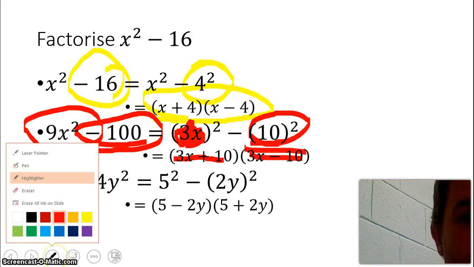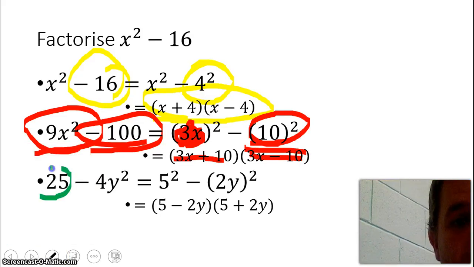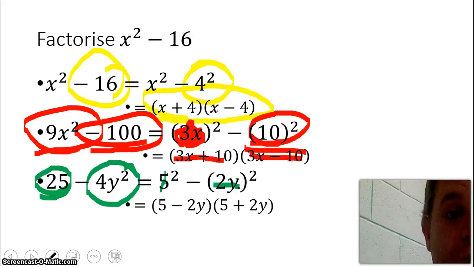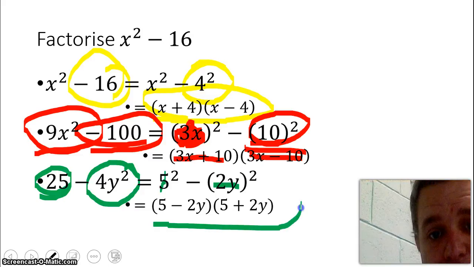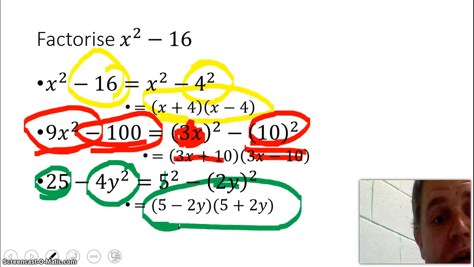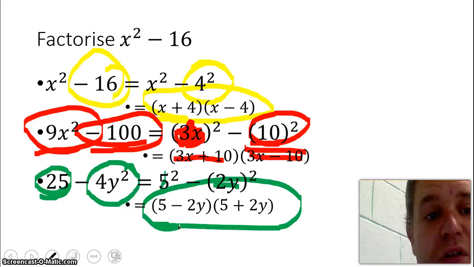In our final example, we've got numbers first. We've got 25, which is 5 squared, and we've got minus 4y squared, which is 2y squared. 2 2s are 4, that's how we get our 4. So when we do our factorising, we've got 5 minus 2y, 5 plus 2y. It doesn't matter which order you put the factors in, it just works that way.